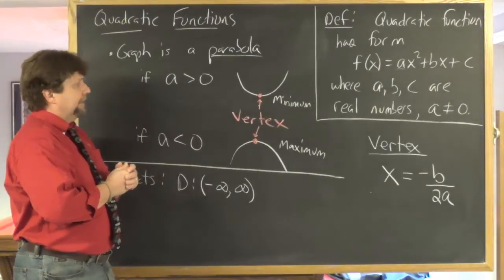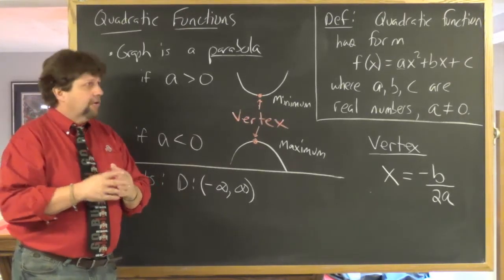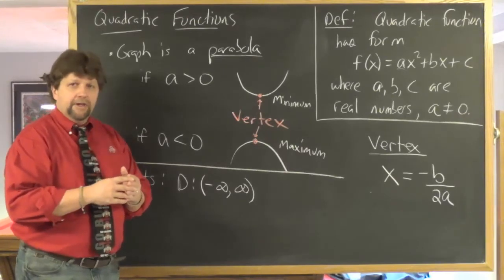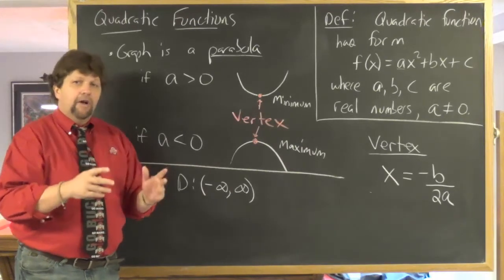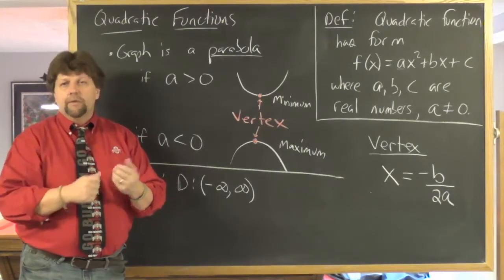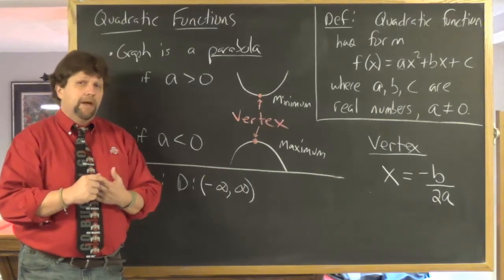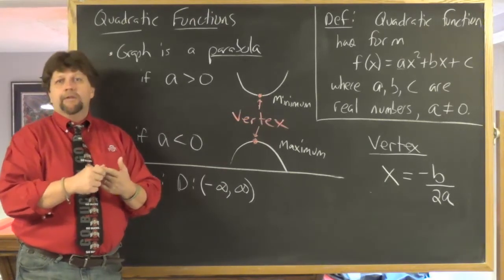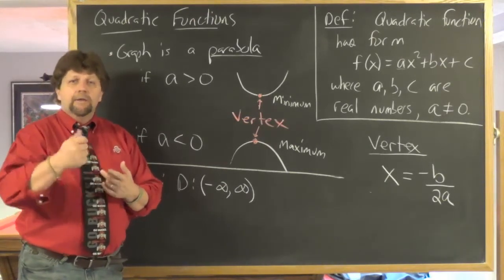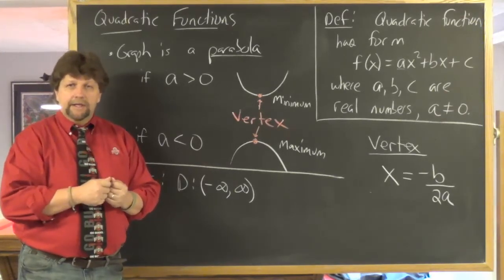But I think what we need to do next is actually look at an example of graphing a quadratic function and labeling all the important points, which will be the vertex, the x-intercepts, and the y-intercept. Maybe classify the vertex as being a maximum or a minimum. Maybe we'll even find the range. But let me erase the board, and when we come back, we'll do an example.